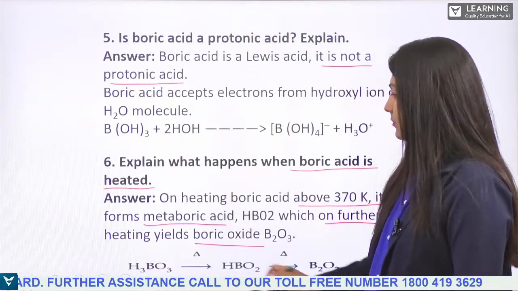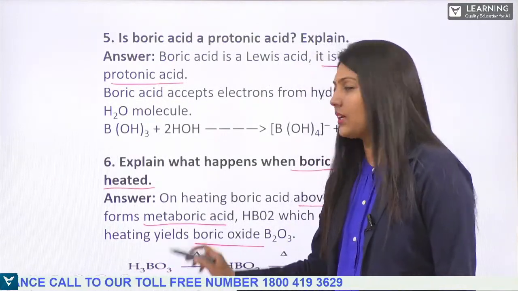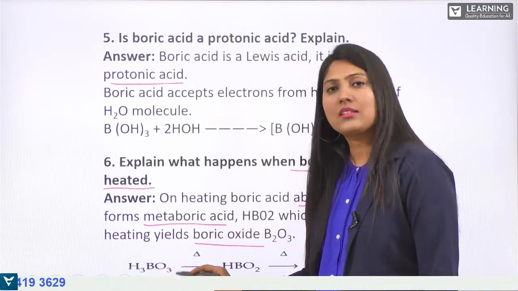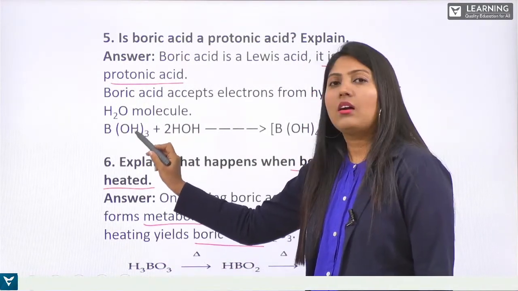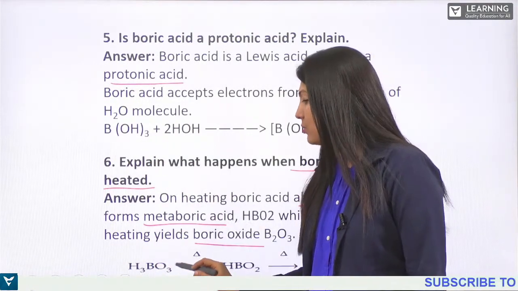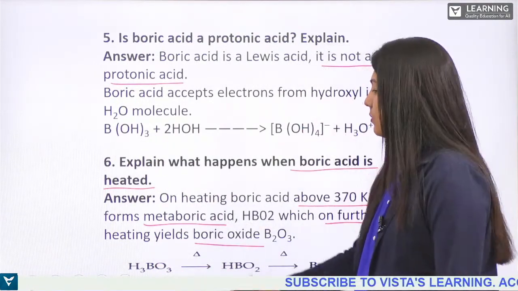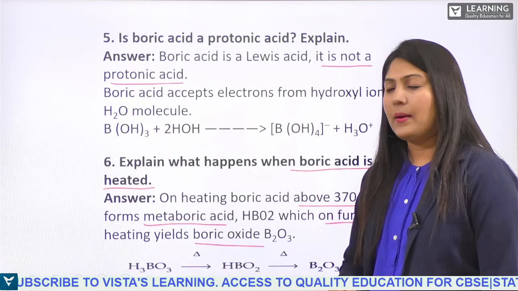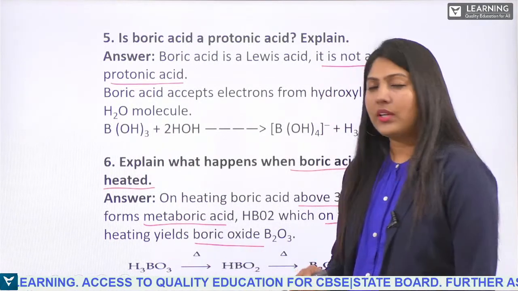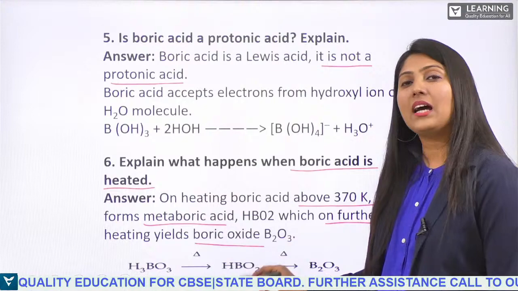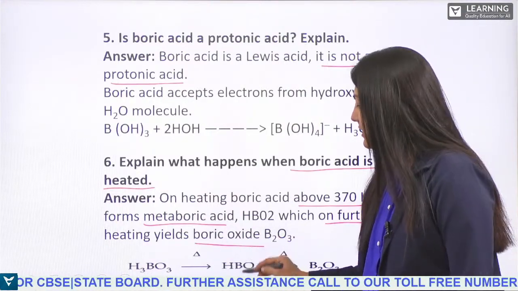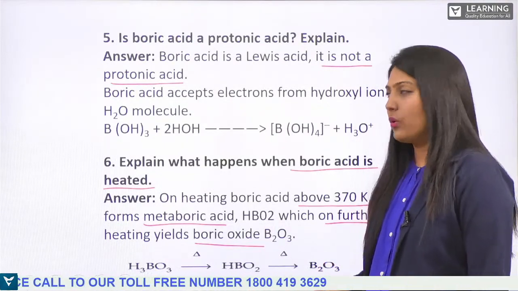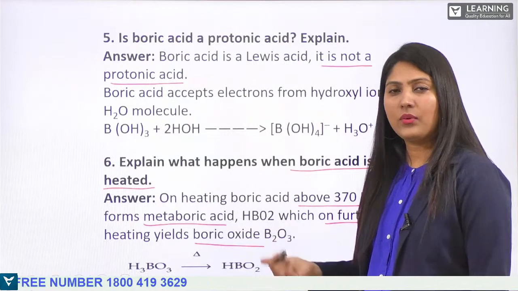Remember, boric acid H3BO3. Students, B(OH)3 is also correct. H3BO3 is also correct. Here 3 hydrogen, 3 oxygen and 1 boron. Okay, so both are the same. Either we can write it in this manner or in that manner. So boric acid, when heated, gives metaboric acid, and on further heating we get boric oxide, B2O3. Hope you are clear with this.